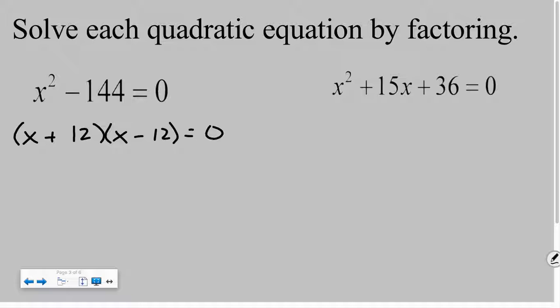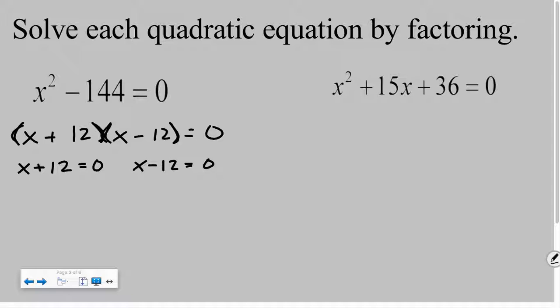Here's the one step we're adding on. We did this last week on a worksheet. If I have a value times a value and it equals 0, then one of those two things has to be what? 0, right? So we take what's on the inside of the parentheses and set it equal to 0. And then solve that for x.